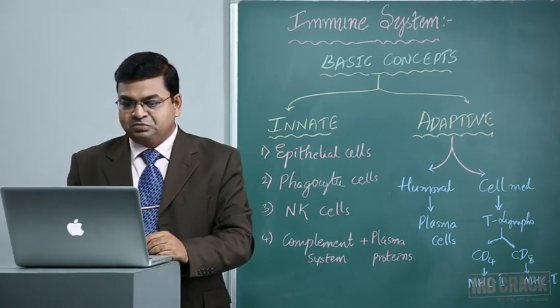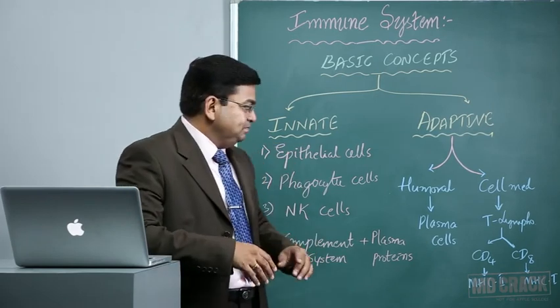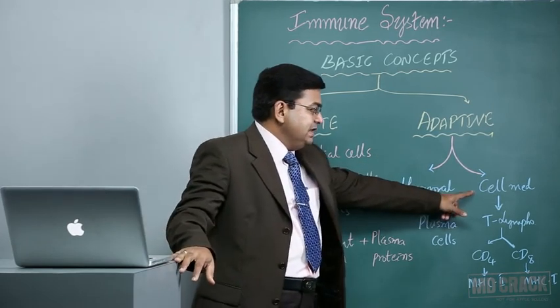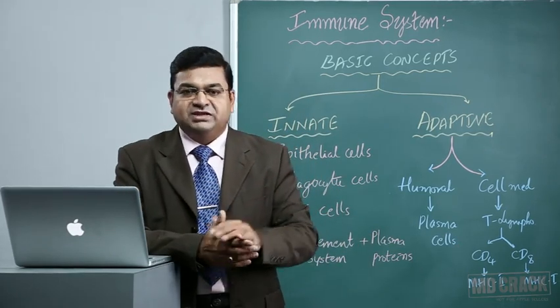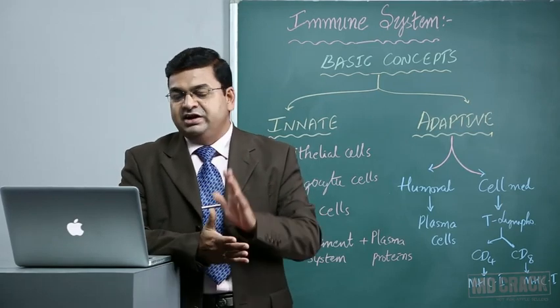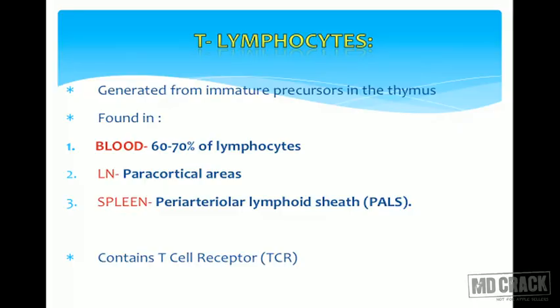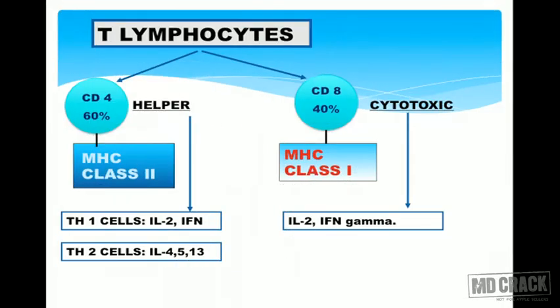immune system as such. Coming to the T lymphocytes, they are a very important component of the cell-mediated immunity. Around 60 to 70% of the circulating blood lymphocytes are T lymphocytes. They are also seen over the paracortical area in the lymph node, and T lymphocytes are also rich at the periarterial lymphoid sheath of the spleen, PALS. They have a peculiar surface receptor molecule, the TCR, T cell receptor, with which they will bind to the MHC molecules.